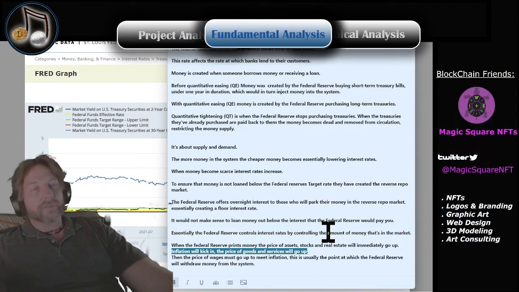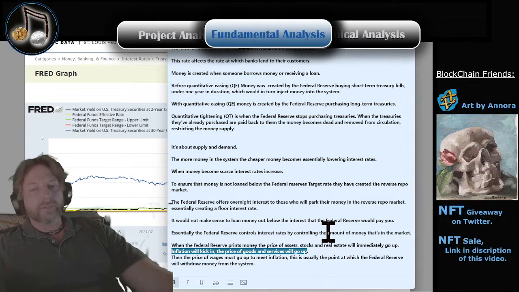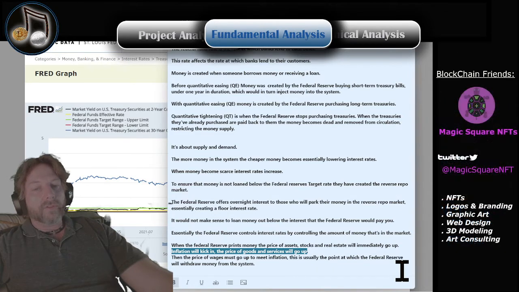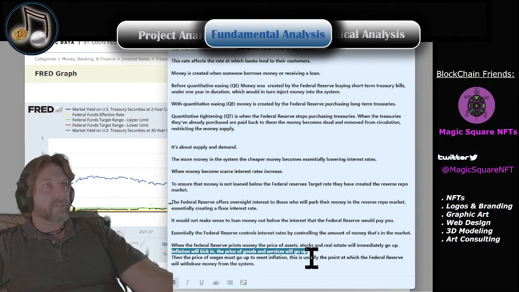The price of goods and services have gone up. The price of assets have gone up. Real estate, stocks, all that stuff. Well, now wages must go up to meet that. So then wages must go up to meet inflation. This is usually the point at which the Federal Reserve will withdraw money from the system.